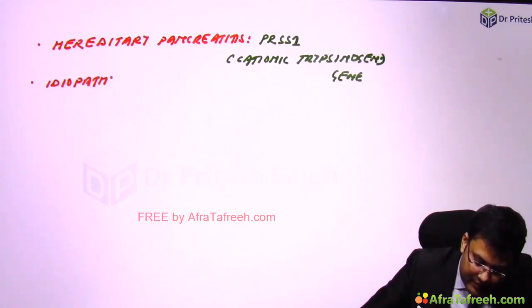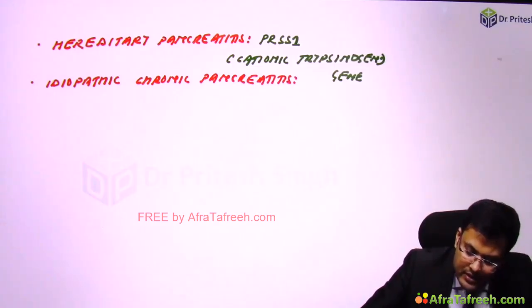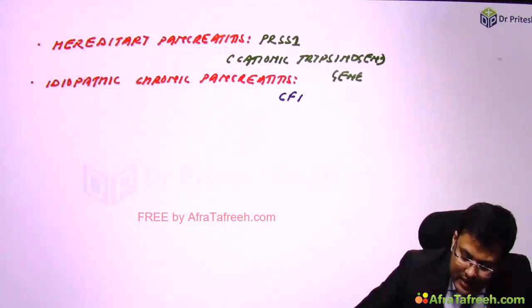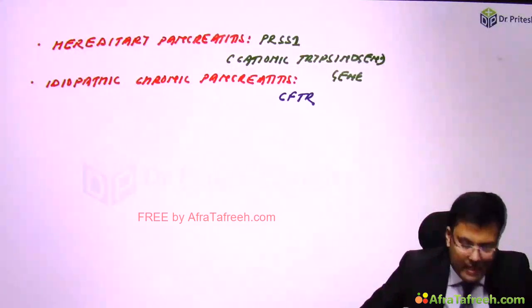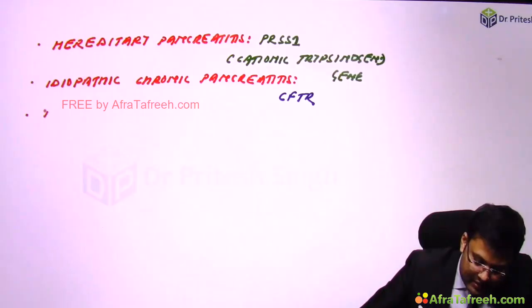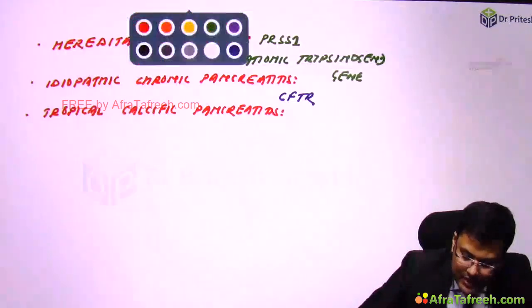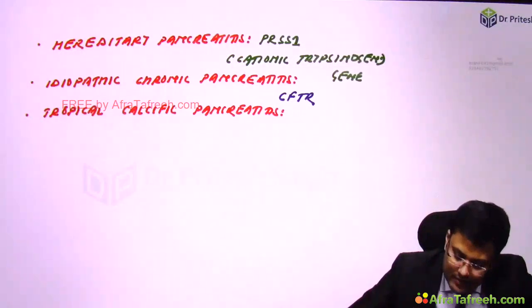After that, second one is idiopathic chronic pancreatitis. And what's the gene mutated? The gene mutated is CFTR. And the third is tropical calcific pancreatitis, and the gene mutated is SPINK1.